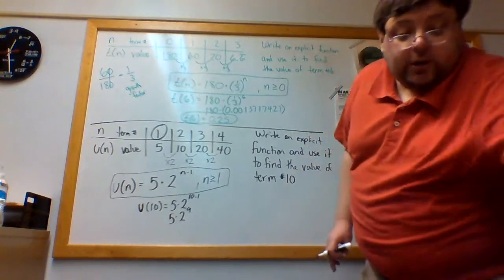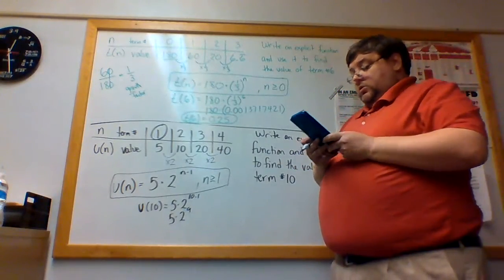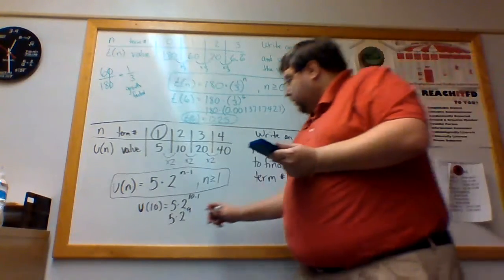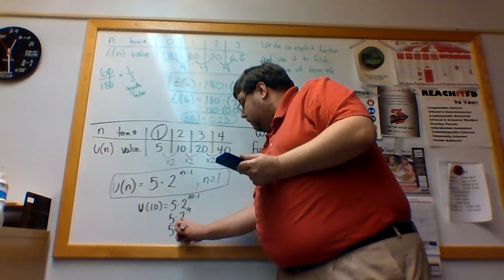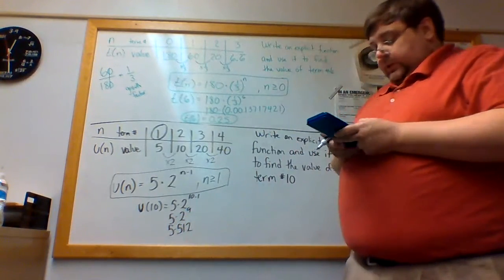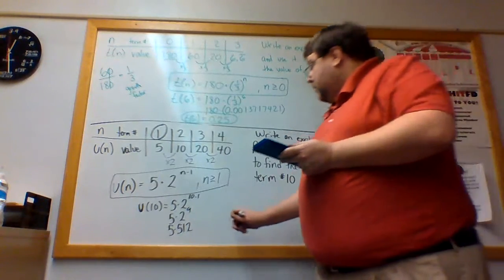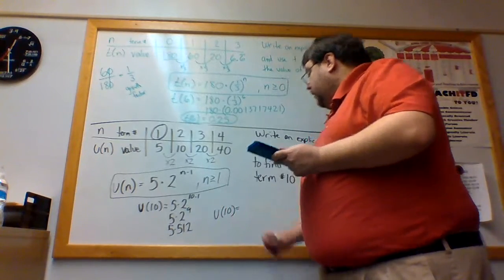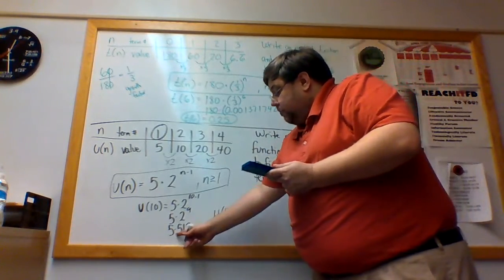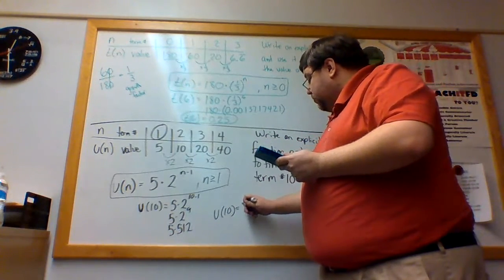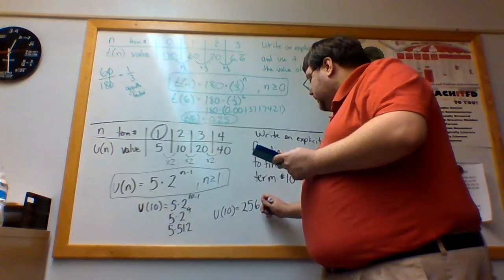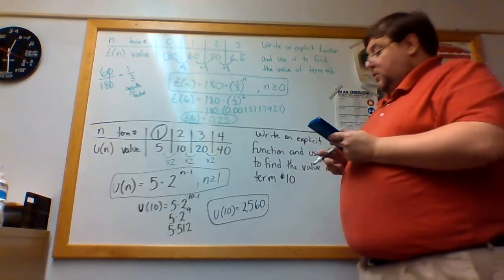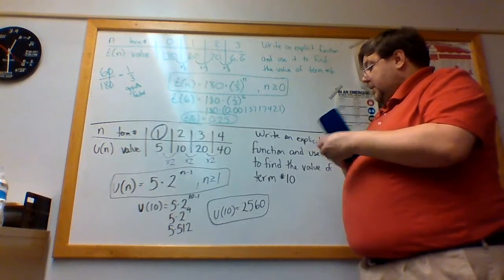And if I grab my calculator here, I do that exponent. 2 to the 9th power is 512. And then we multiply it with the 5. I'm running out of room down there, so I'll come over here to write my final answer. U of 10, the 10th number, I got from multiplying those two was 2,560. So if I keep this pattern going out to term number 10, that's the value you would get.